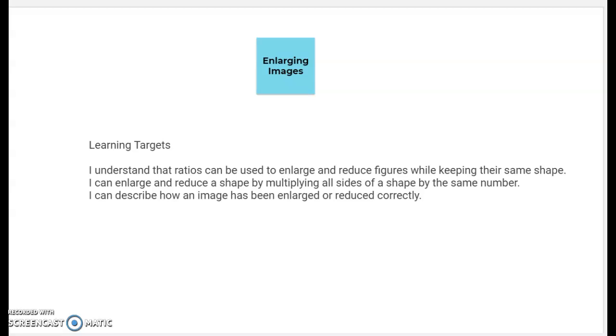Here's a look at today's assignment. The learning targets are: I understand that ratios can be used to enlarge and reduce figures while keeping the same shape. I can enlarge and reduce a shape by multiplying all sides of a shape by the same number. I can describe how an image has been enlarged or reduced correctly.